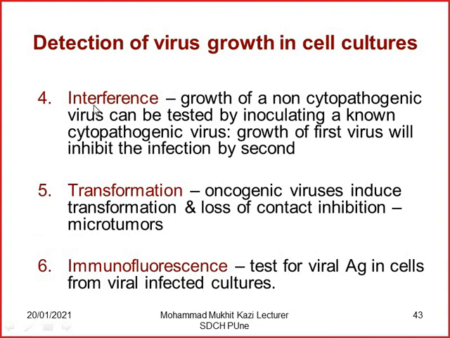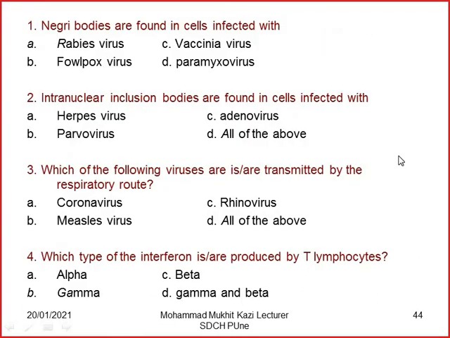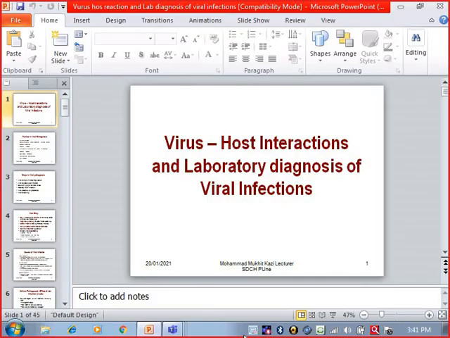Then interference, I told you this in the previous lecture. They compete with the known and unknown viruses. Transformation: viruses transform the cells into oncogenic or cancer cells. And immunofluorescence. These are the 7 ways by which you can detect the viruses. This is all about the virus host interactions.